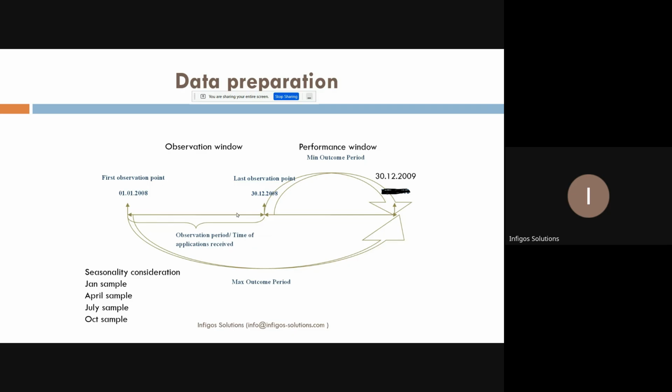Normally, for the performance window, there will be a minimum outcome period, which will be prescribed by regulation. For instance, RBI will tell you that for this product, use this kind of performance window. It could be 12 months, it could be 18 months, depending upon that. For instance, in the UK, if you default, it will be 3 months arrears. In the US, it's 6 months arrears. So depending upon which geographic location you are in, the outcome window will differ, and the observation window will differ.